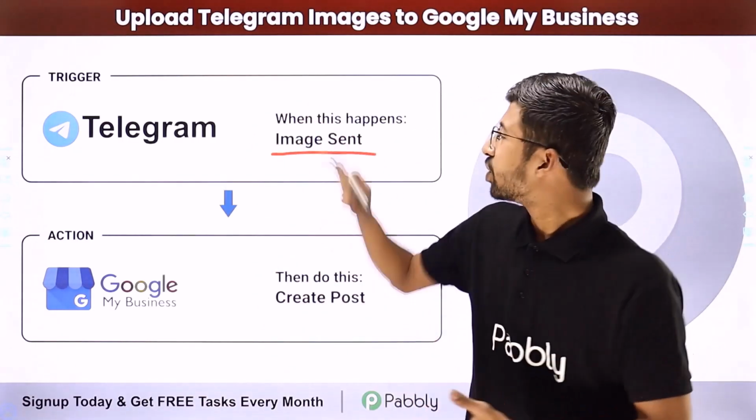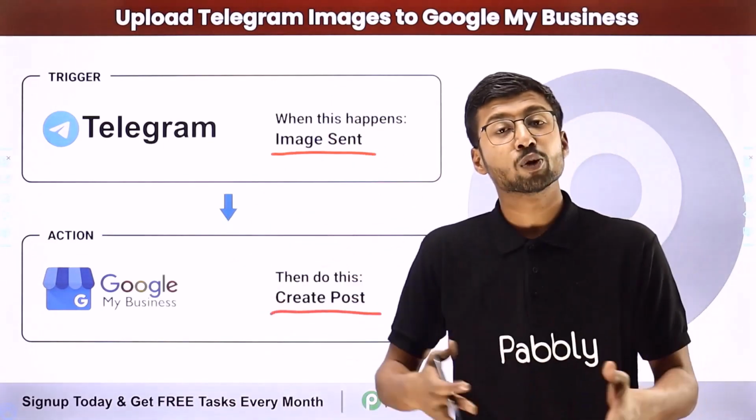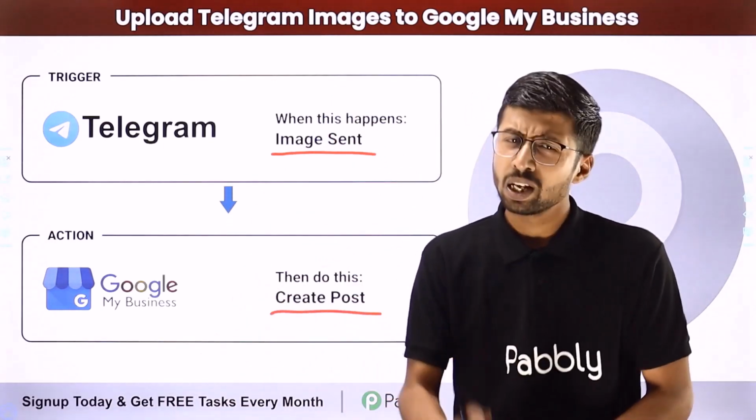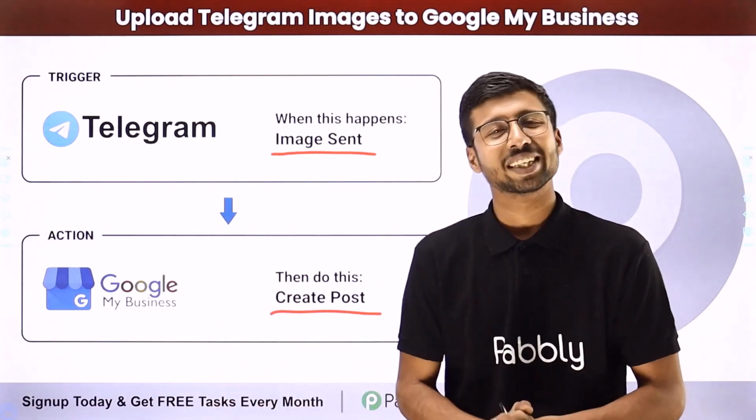And the action will be sharing the same image as a new post on our Google My Business account, creating a post on Google My Business with the same image. Now guys, how can you set up this automation? To know this, you have to come with me to my screen.